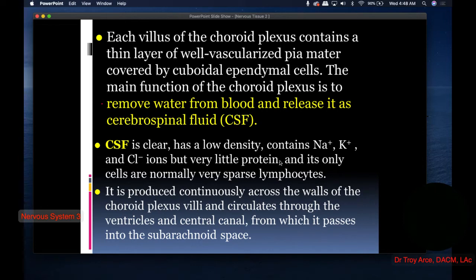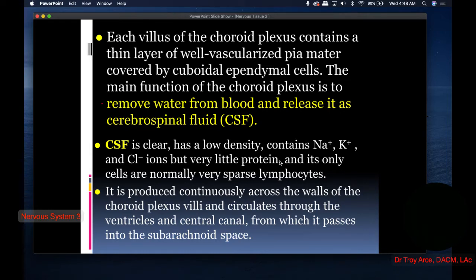We understand that it's within the central nervous system. And the main function of the choroid plexus is to, this is what you need to know, remove water from the blood and release it as cerebrospinal fluid. That's what you need to know about this choroid plexus, right?